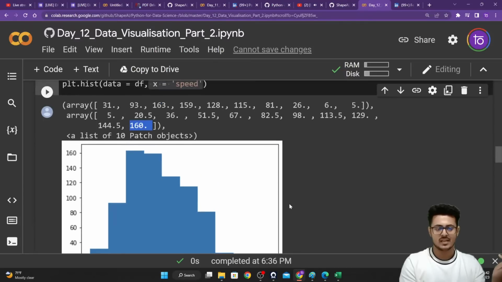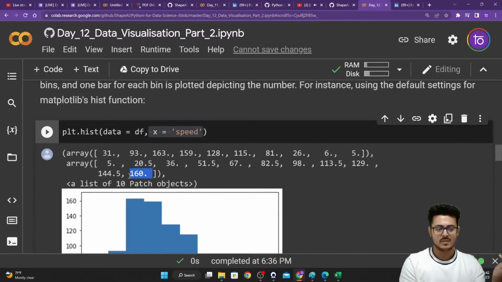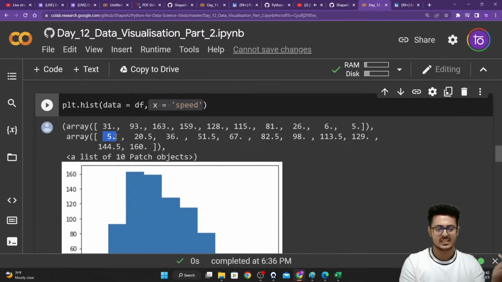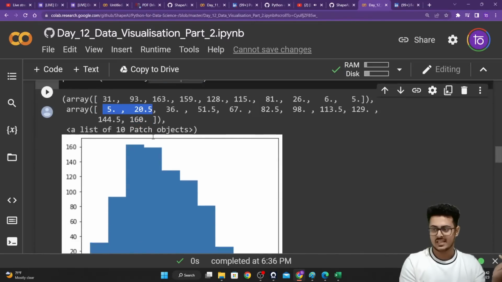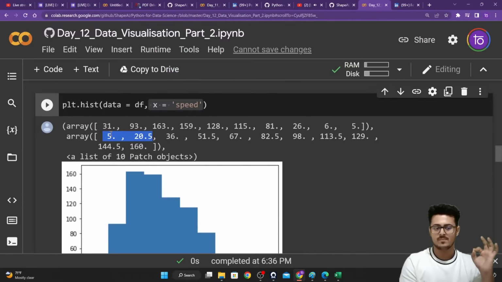So these batches, you are not able to identify them actually. Like if you see this, you're not able to identify where the batches are. The first batch that you're able to find is 5 to 20.5. 5 is the lowest speed that is there, and it is going till 160. So 5 to 20.5, that is the first batch.